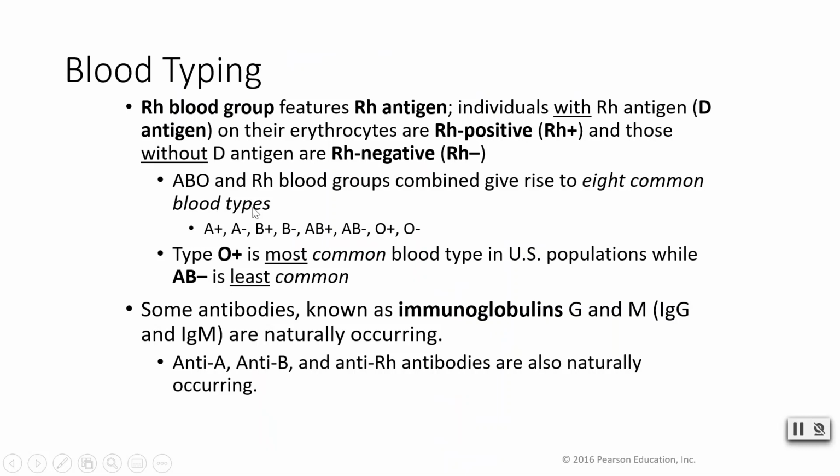So in all, instead of 4 blood types, we technically have 8, because we've got A positive, negative, B positive, negative, AB positive, negative, and O positive, negative. Now, the most common type is O positive. The least common is AB negative.